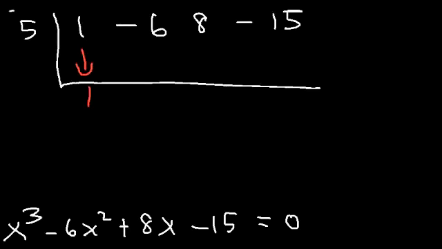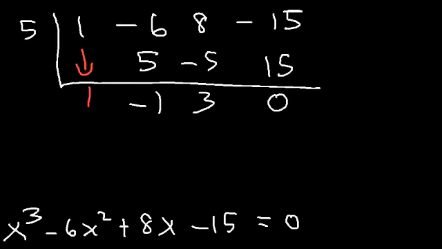Now we need to multiply. 5 times 1 is 5. Next, let's add. Negative 6 plus 5 is negative 1. And then multiply. 5 times negative 1 is negative 5. And then add. 8 plus negative 5 is 3. 5 times 3 is 15.